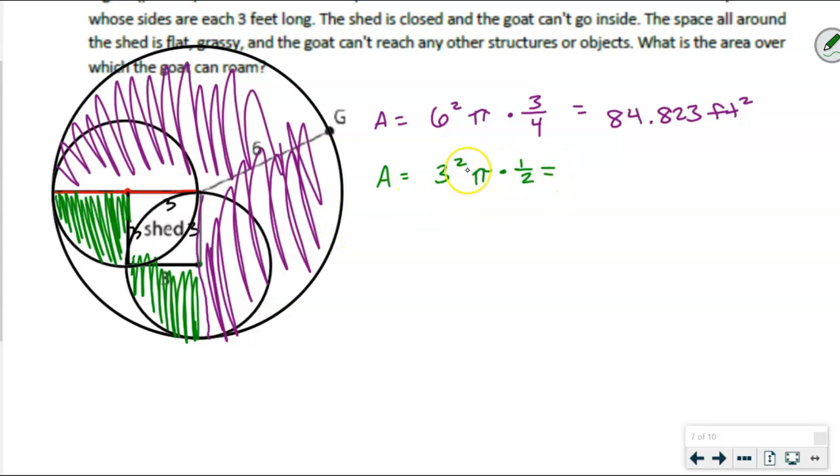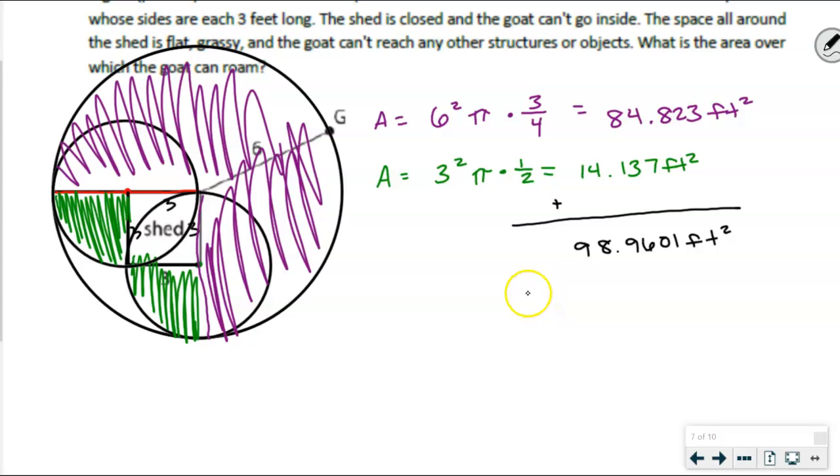And these two pieces here, 3 squared times 1/2, then multiplied by pi, is equal to 14.137 feet squared. Adding all of that up together, we get the total area that the goat can wander. I'm getting a grand total of 98.9601 feet squared. Or I think it's safe to say that that is about 99 square feet.